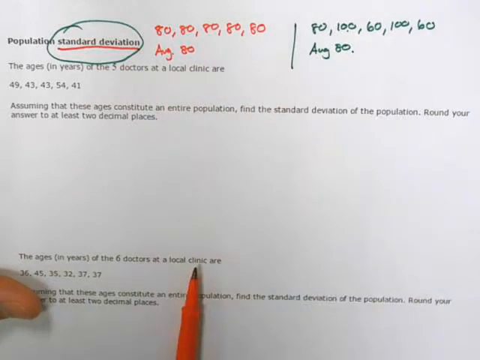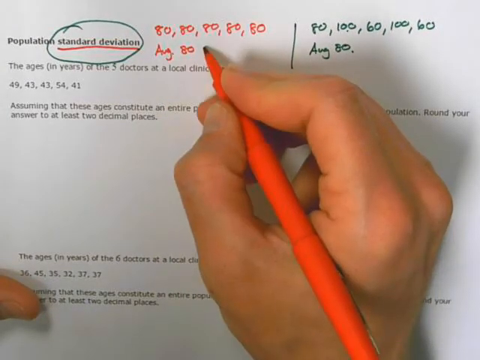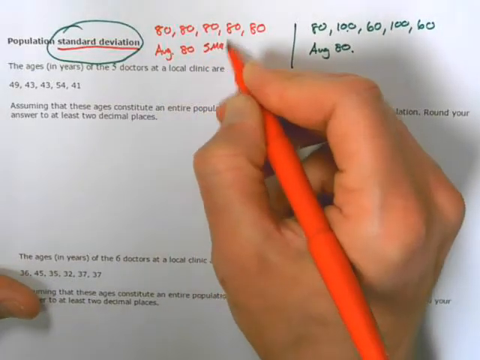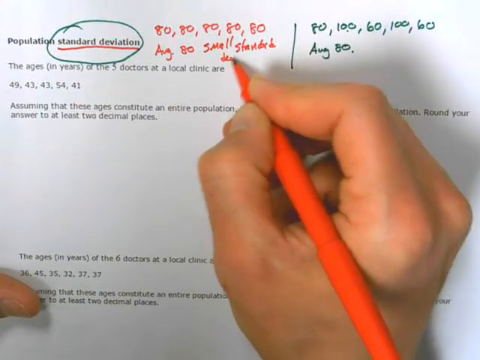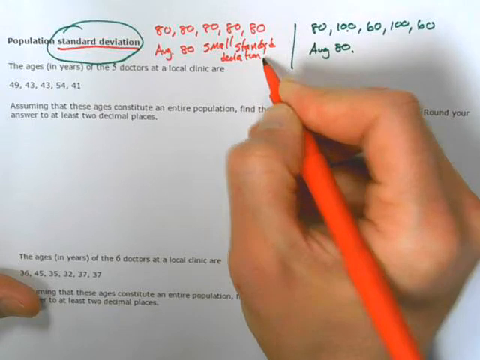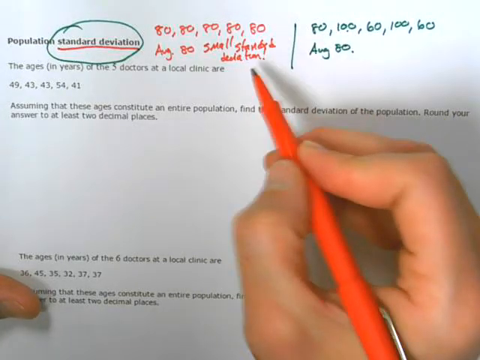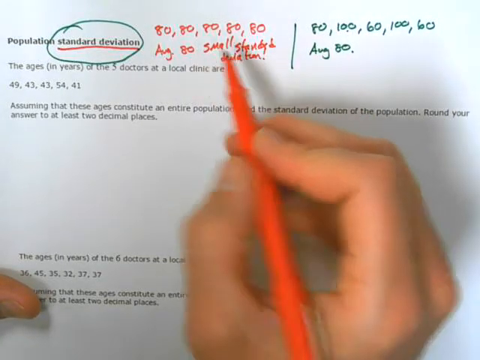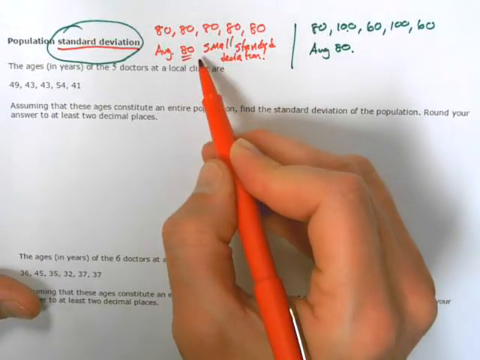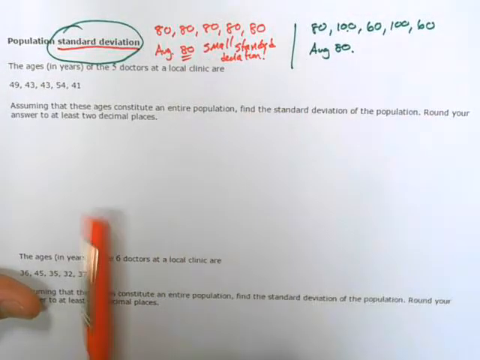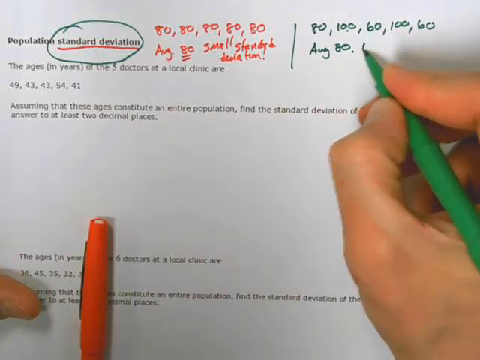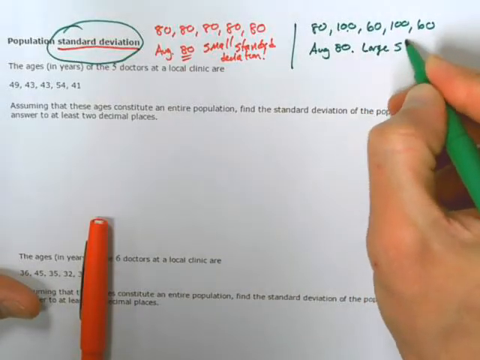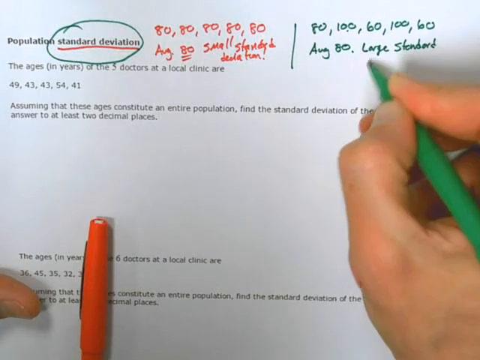In this red data, this would have a super small standard deviation. Actually, the standard deviation would be 0, but a smaller standard deviation means all the data is really, really close to the average. And then over here, where the average is still 80, this would have a larger standard deviation.